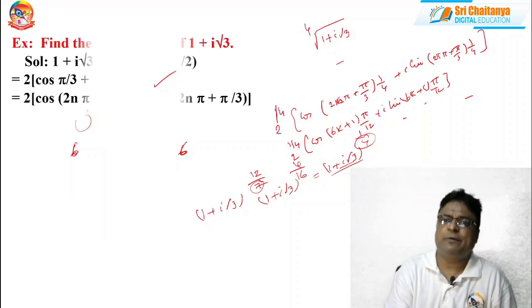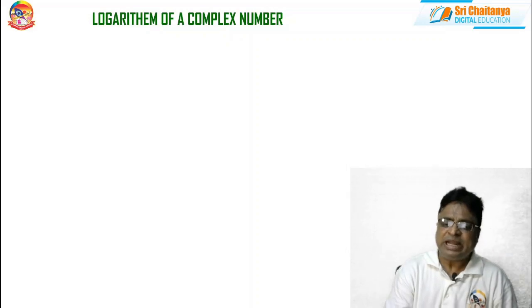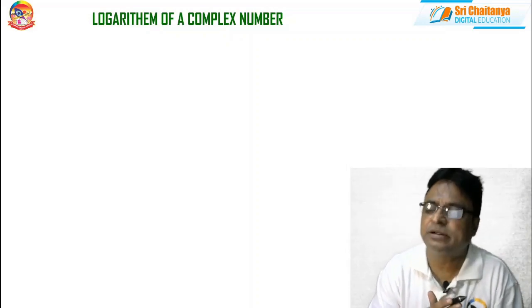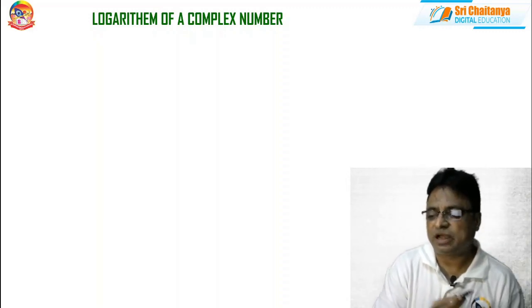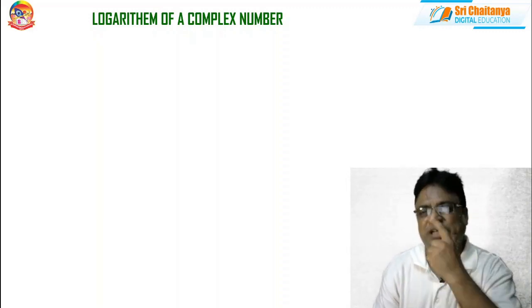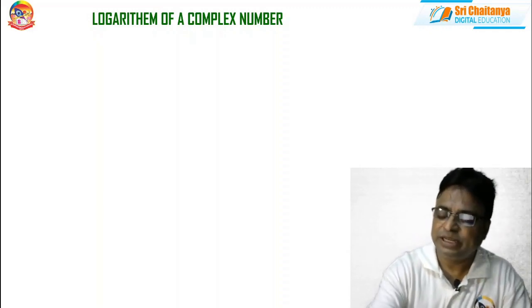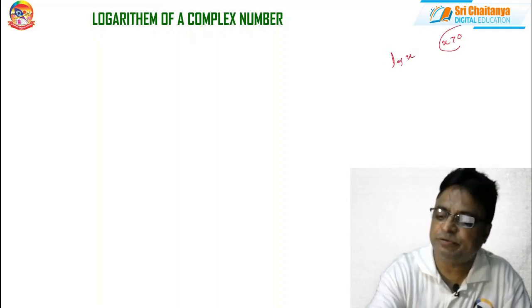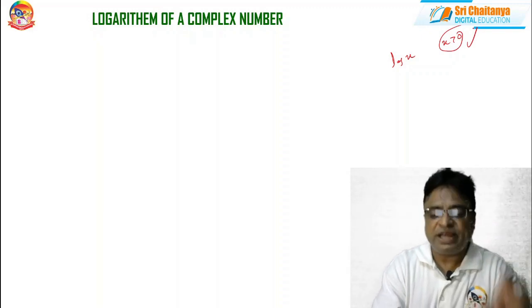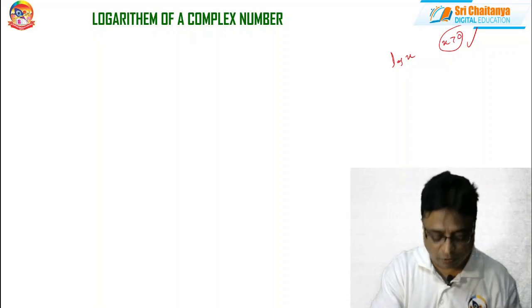Okay, my friends. Now, the next important area is the logarithm of the complex number. So far, we defined the logarithm only in the real field. Logarithm is defined only for positive real numbers. That's why, when we talk about the domain of log x, x is always greater than 0. Whereas in the complex field, how can we define the logarithm of a complex number?